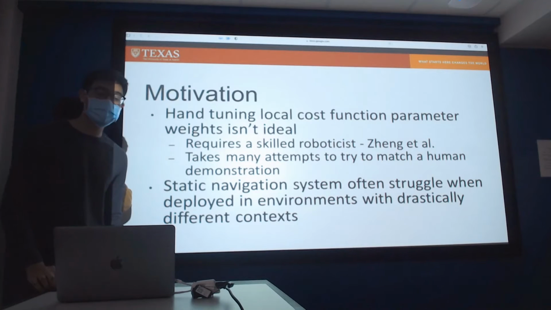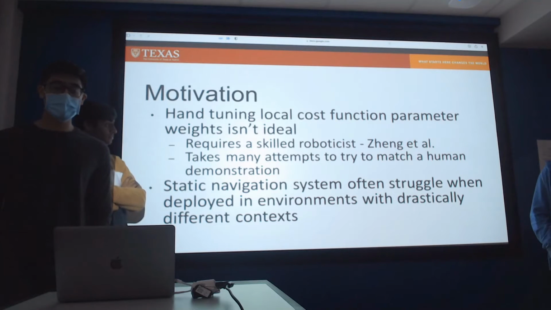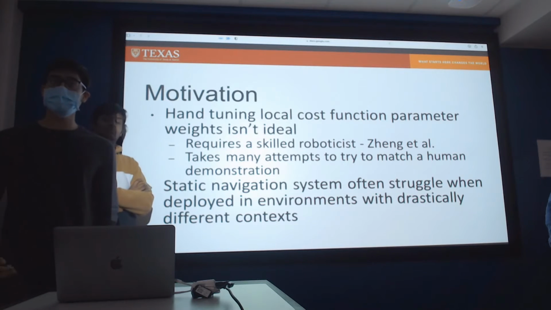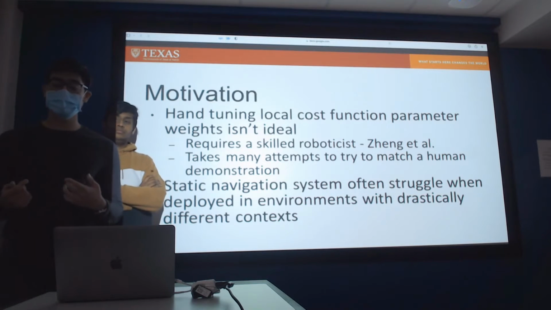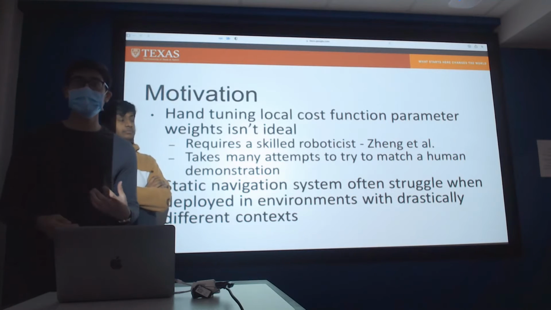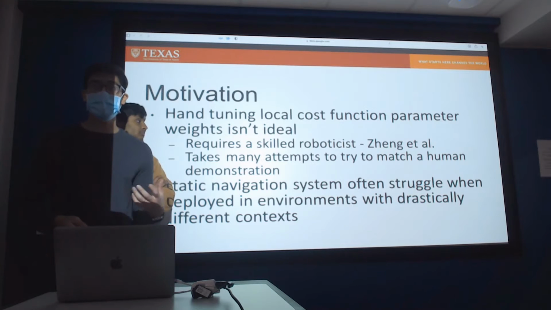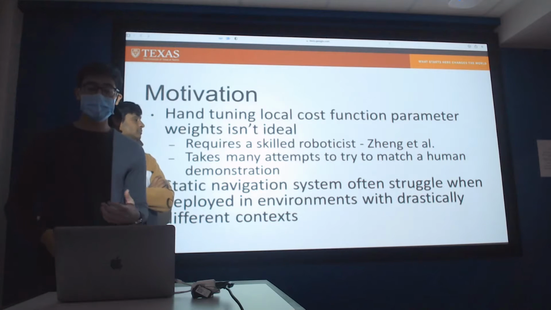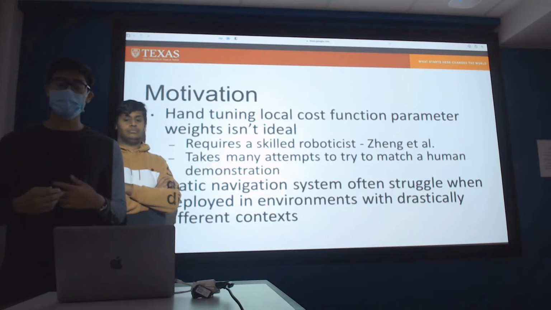The motivation for our work stems from the fact that hand-tuning local cost function parameters is not really ideal, and that's because of two reasons. Firstly, it requires a skilled roboticist, which is mentioned in Zhang et al. And secondly, it requires many attempts for that roboticist to match a human demonstration. And even if a human demonstration is matched with parameter tuning, static navigation systems often struggle whenever they're put into varied contexts.